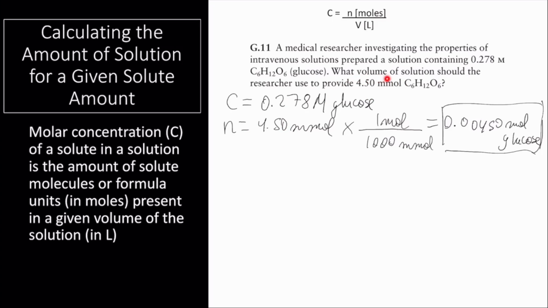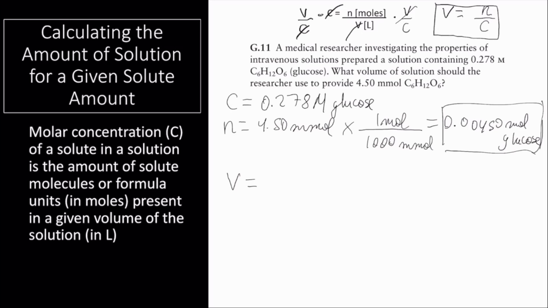Okay, so we're trying to find the volume of solution, so this V in the formula. We can rearrange this formula by multiplying by volume and dividing by concentration on both sides. So concentration goes away with concentration and volume goes away with volume on the other side, and we're left with volume equals number of moles divided by concentration. So this is the formula that we will use.